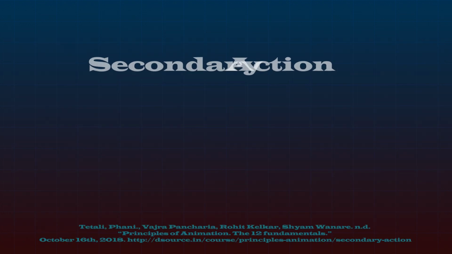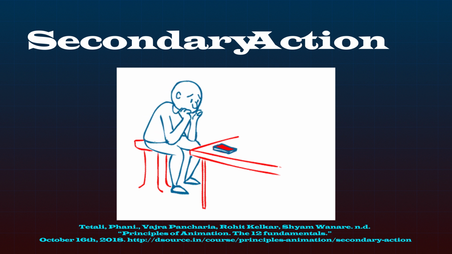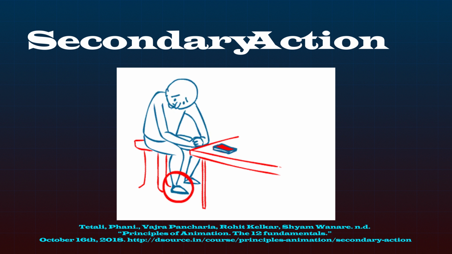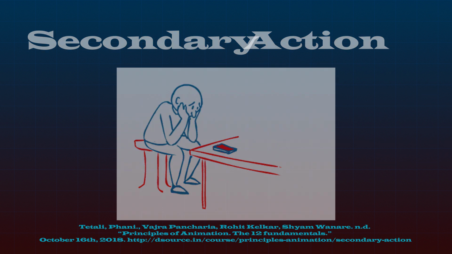Secondary actions are used in animations to support the main actions occurring in the scene. In this example, a nervous-looking character could have a foot tapping the ground or his hand tapping his leg as a secondary action to highlight his nervousness.